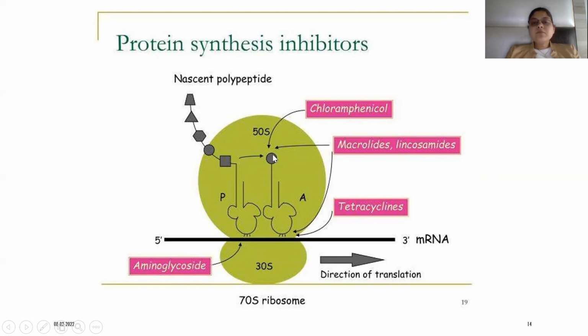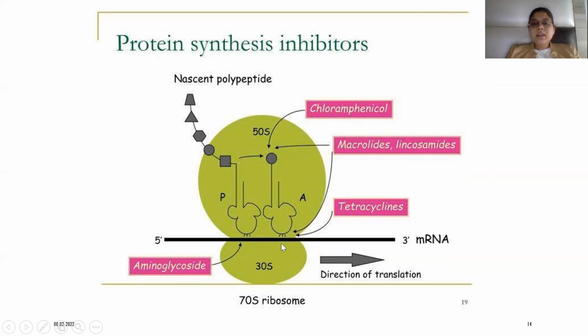Now, if we have to accept another amino acid, then we have to free this acceptor site. So there will be a translocation process, that is translocation of the amino acids from the A site to the P site. The amino acids will be shifted, and the A site will remain free for another amino acid. This is the process of protein synthesis.